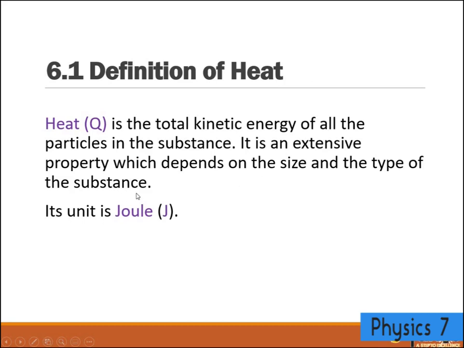Because it depends on the amount and the size of the particles in the substance, heat is the form of energy that is transferred between two substances at different temperature. So if you had to give a definition of heat, what you could basically say is that heat, usually given the symbol Q, is the total kinetic energy of all the particles in the substance. It is an extensive property which depends on the size and the type of the substance, and its unit of measurement is the joule, which is given as J.